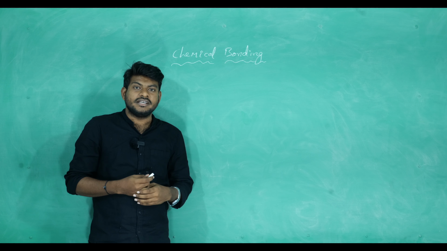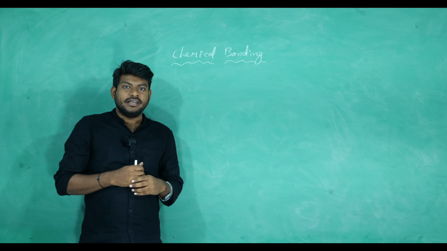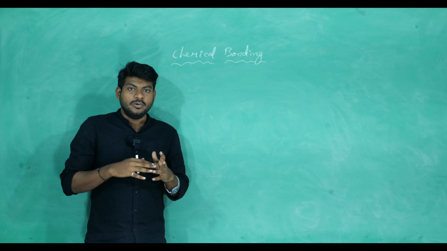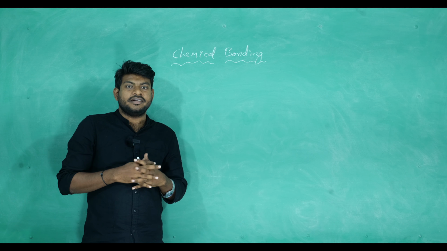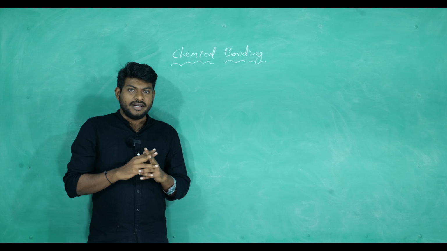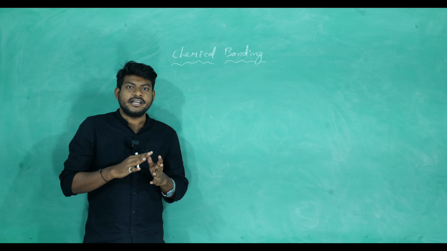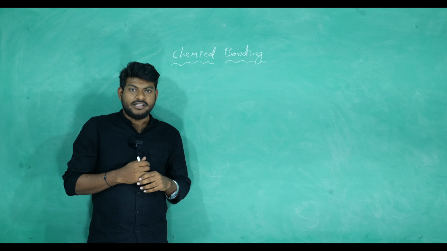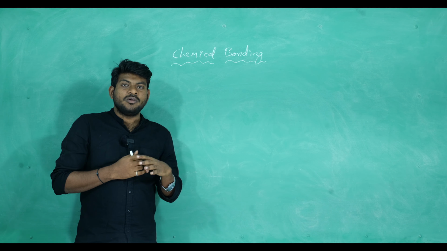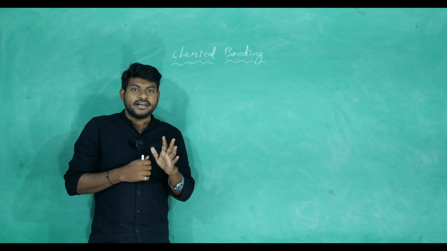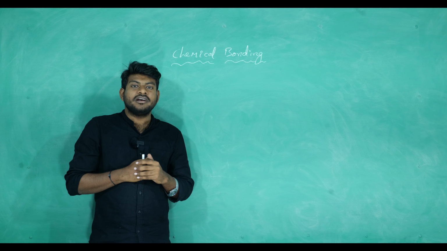Chemical bonding is nothing but, for getting stability, the elements losing or gaining electrons. That is, electrons are shared or transferred. In this process, one bond is formed. That resultant bond is known as a chemical bond.